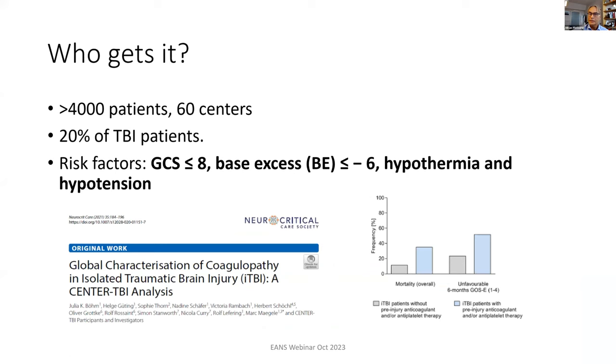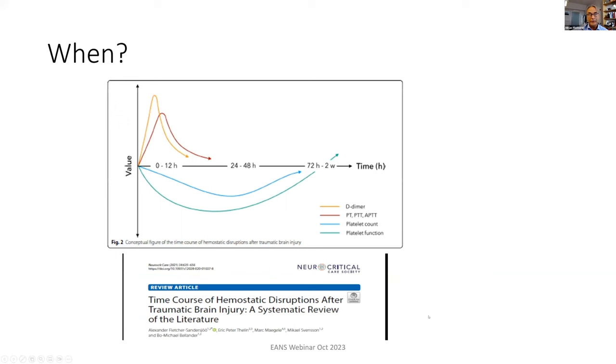And also, who gets it? This excellent CENTER-TBI study: almost more than 4,000 patients, 20% of them had coagulopathy, and the risk factors were GCS less than 8, base excess less than minus 6, and hypothermia and hypotension on arrival. Just be aware when the patients get it.